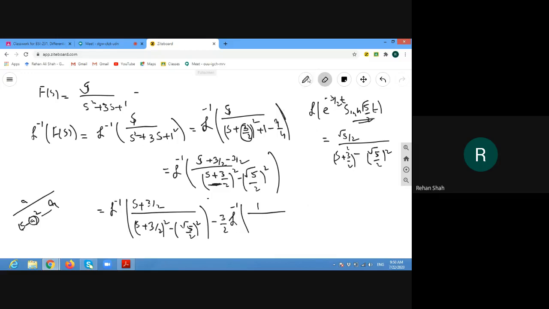1 over what? S plus 3 divided by 2. Yes, s plus 3 divided by 2 square minus square root 5/2 square. But when 1 comes on top, I will have to make it 5/2. To make 5/2, I am multiplying 2 by 5. So if you multiply 2 by 5, this 2 will cancel with that 2 and you will get square root 5.